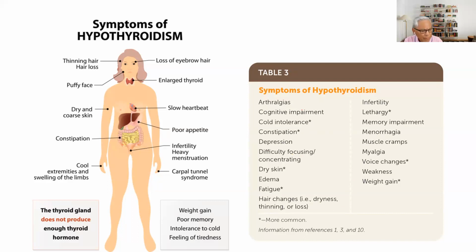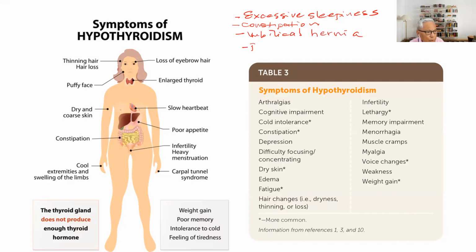Now, I must also add something over here, because it's not in the slide: hypothyroidism can occur in infants, and it could also be manifested by excessive sleepiness in infants. And the other thing is that these infants are going to be predisposed to constipation because of the decrease in peristaltic activity. And as the illness progresses, they could also develop an umbilical hernia and a protruding tongue. So this is going to be a common finding in infants: umbilical hernia and a protruding tongue.